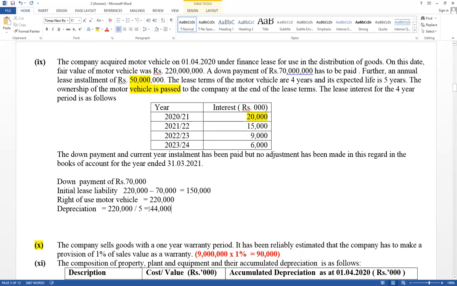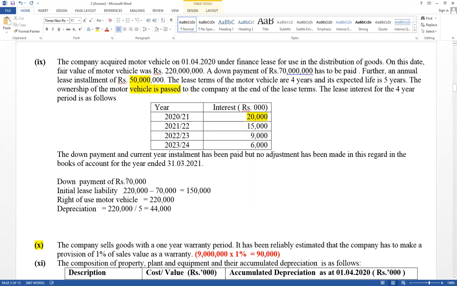Annual depreciation. Think about the down payment effect for cash and the current year lease installment effect for cash. The effect for the right of use asset is 220,000. Think about the double entry: cash account credit, right of use asset account debit.